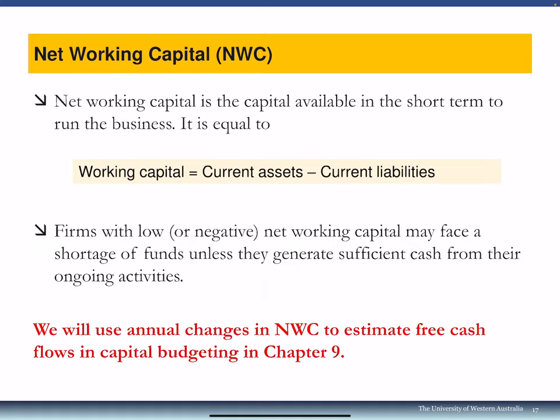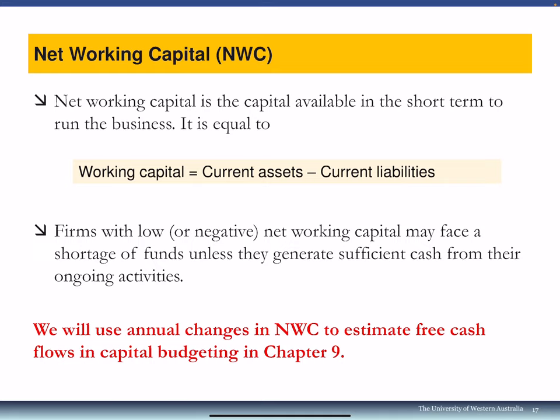So if you get current asset figure from the balance sheet, and if you get current liabilities figure from the balance sheet, the difference of that will give you working capital. And firms with low or negative working capital may face a shortage of funds unless they generate sufficient cash from their ongoing activities, which means that, for anyone who runs business or knows investments in the equity market, you know that cash is the king. It's very important to have a very healthy working capital. And we will use annual changes in net working capital to estimate free cash flows in capital budgeting in chapter 9.